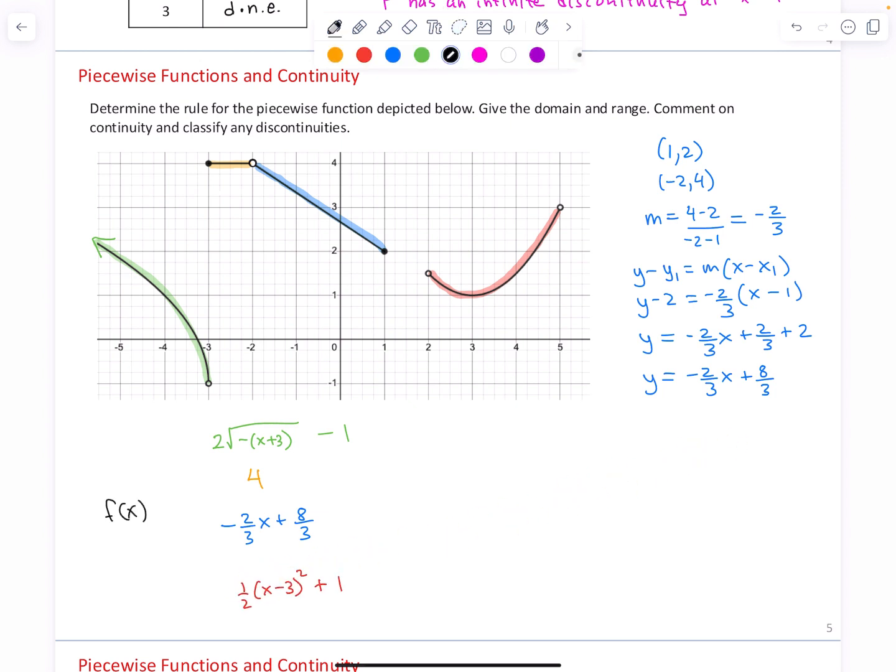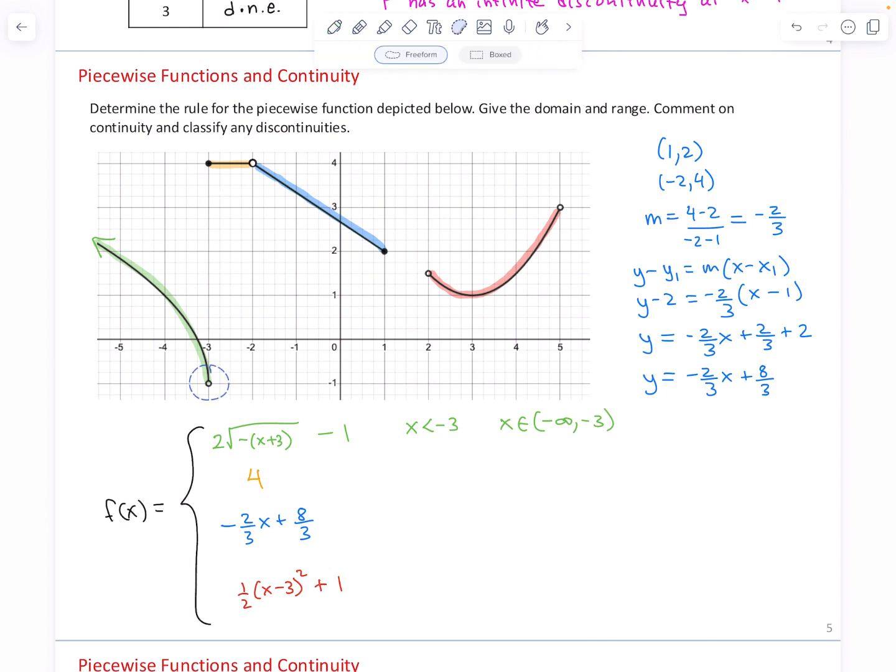So our overall function is equal to, put all 4 of these pieces together, and now we just got to crop them appropriately. So the green function is true only if x is strictly less than -3. Or you can say x is an element from -infinity up to -3. And exclude the -3 because we have a hollow endpoint here. And I will use interval notation moving forward.